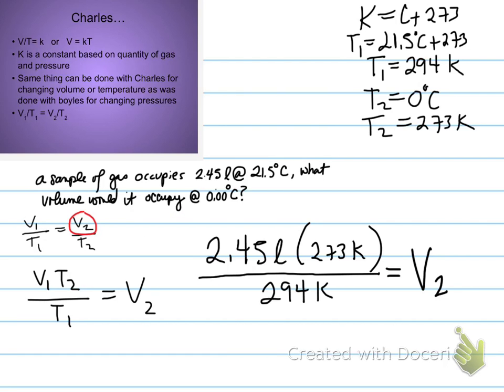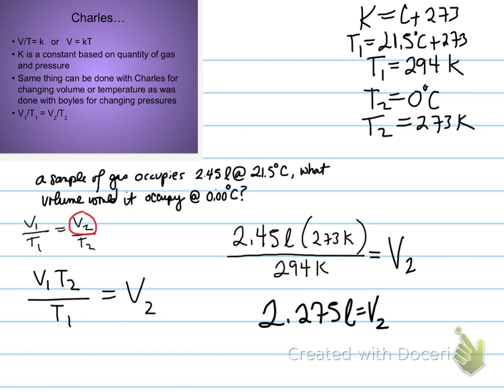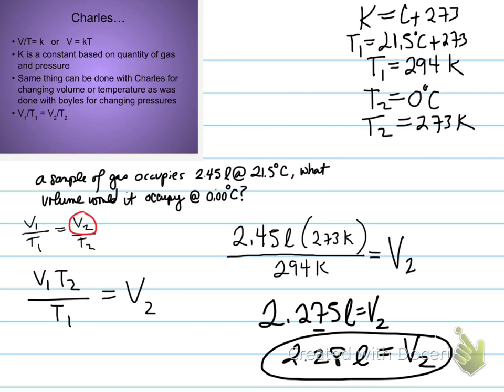2.45 liters times 273 Kelvin divided by 294 Kelvin gives you your final volume. What is your raw answer? You should have a raw answer something like this. 2.275 liters is your final volume. How many sig figs can you have? 3. So this is going to be 2.28 liters is your final volume. Okay. Not so bad.